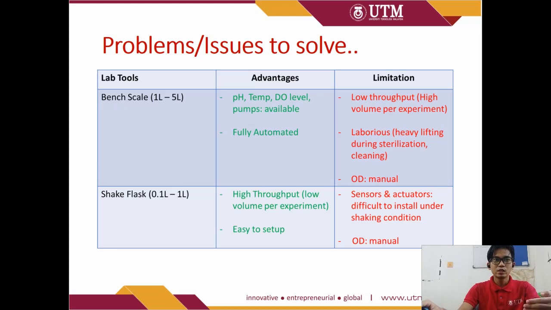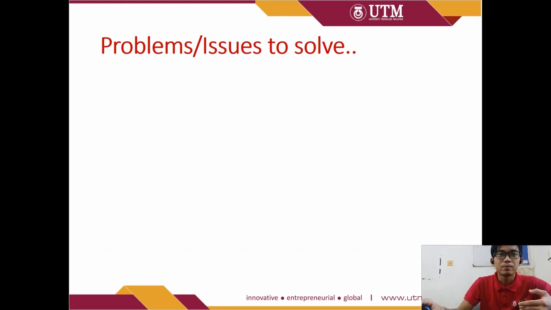We can compare this to shake flask platform, which is using 0.1 liter to 1 liter working volume. It is also high throughput and also easy to set up, but it also has limitation where there is no sensors or actuators because it is difficult to install under shaking condition, and of course the sampling is done manually.